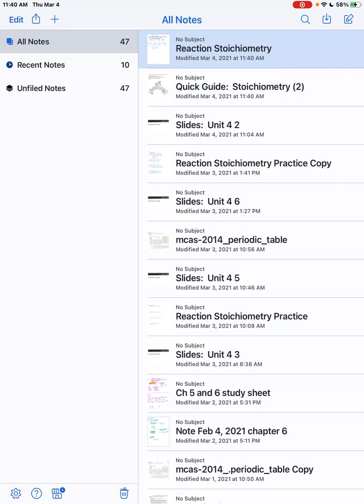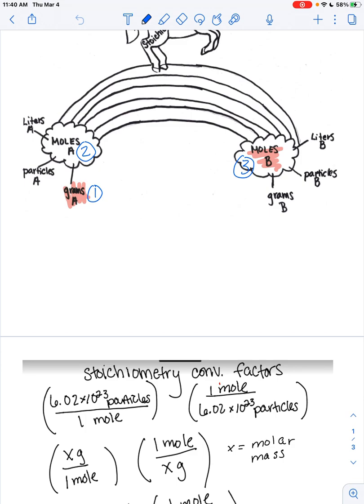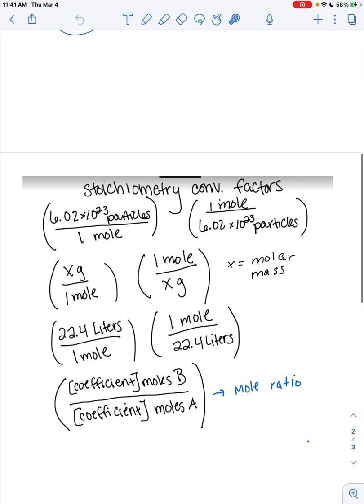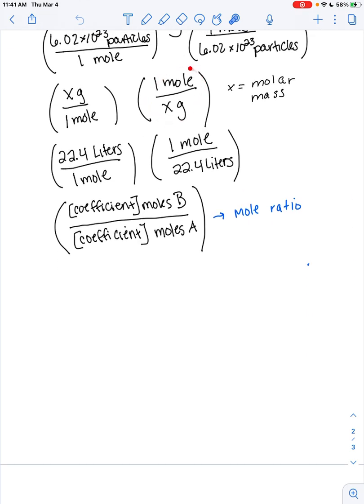To figure out what goes on the top of that factor, we go back to our unicorn diagram. We have grams of A for our first one. So we go to moles of A for our second one. So moles, and A in this case is H2O. We drop down moles of H2O. And what we're looking for, moles of H2O2, goes on the top of our last factor. So now we have moles on top and grams on the bottom for this one right here. That takes us to this factor.